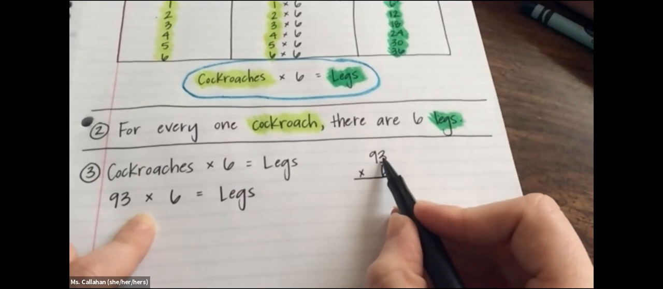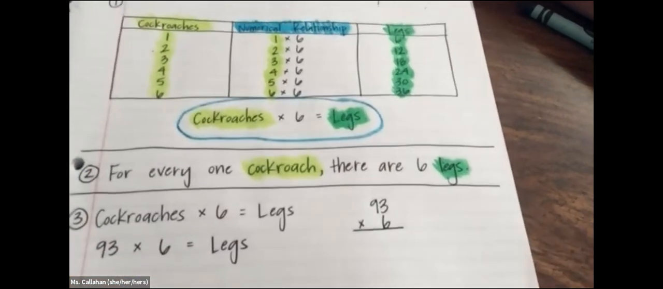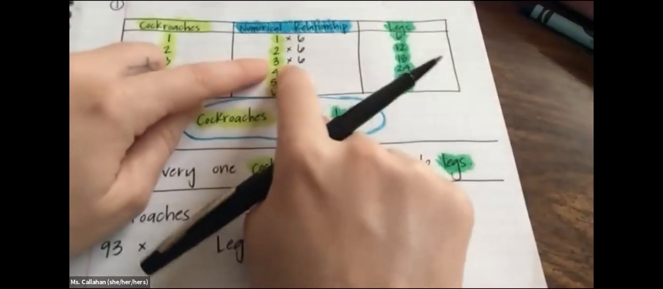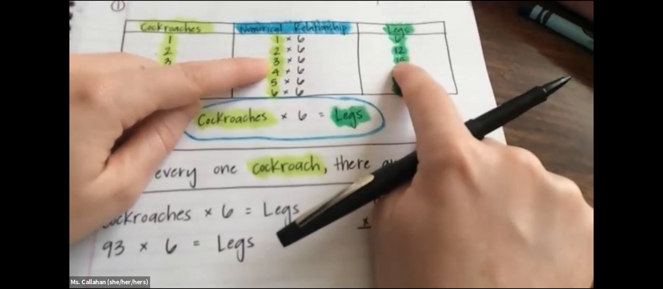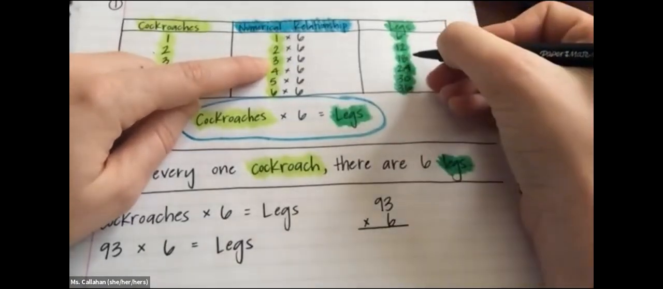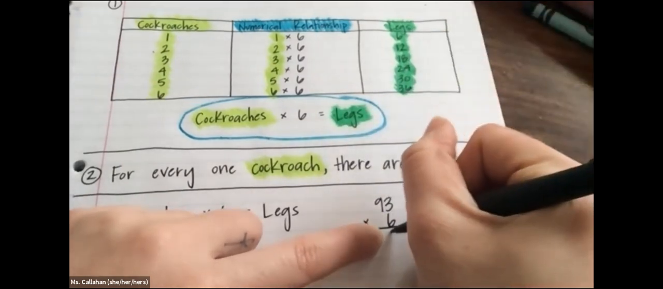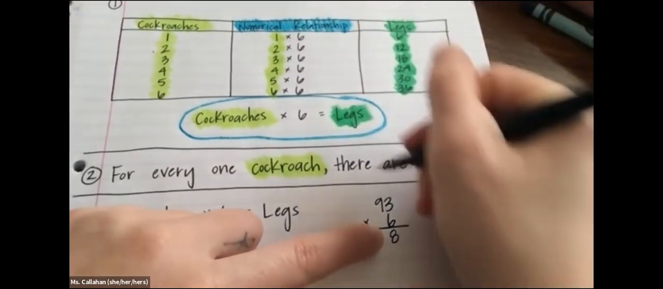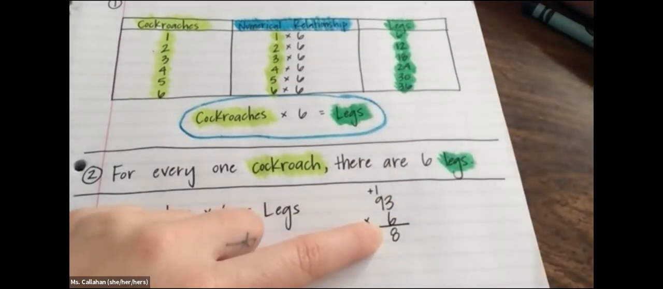6 times 3. Well, oh my gosh. 6 times 3. That one's tough. But if I think about the information that I have up here, 3 times 6 is the same thing, right? So 3 times 6 equals 18. So I can use this information to help me answer this question. So I'm going to put my 8 down here. I'm going to carry my 1, and I'm going to put a plus sign in front of it so that I remember that I need to add that 1, not multiply, okay?